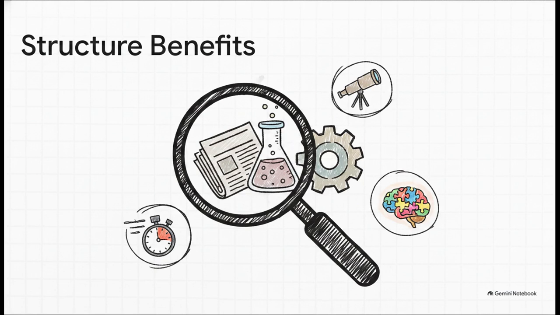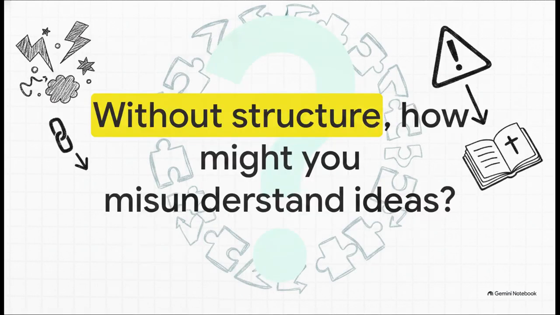Skilled readers use text structure to anticipate what's coming next. When you understand the blueprint, you can actually read faster, you stop missing the important points, and it massively boosts your overall comprehension. Think about this for a second. If you don't recognize the structure, how might you misunderstand the way the information connects?